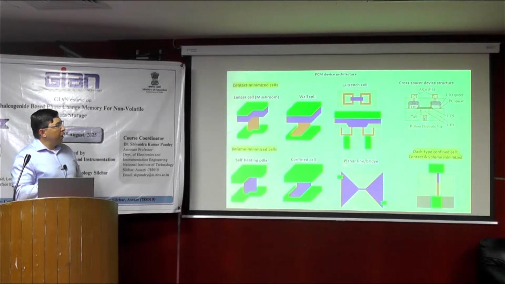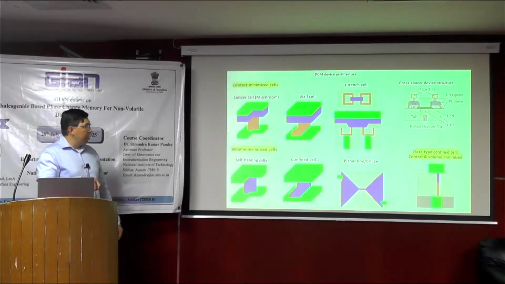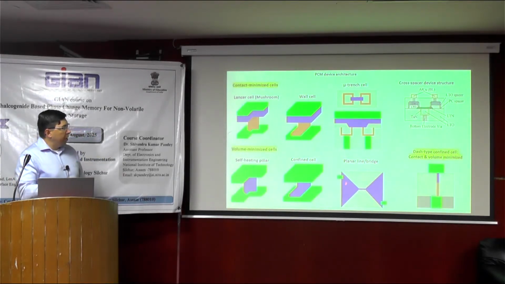You can also make a planar line bridge cell. So you have here your phase change material, and you minimize the switching volume by making a line. And here you have two contacts, two electrodes.